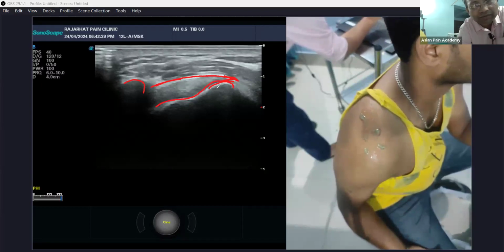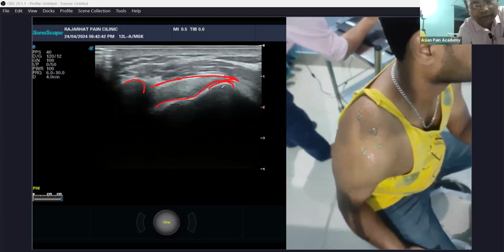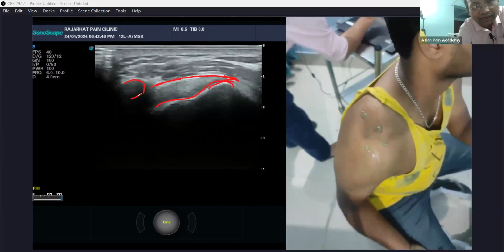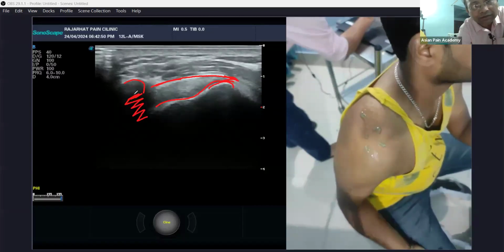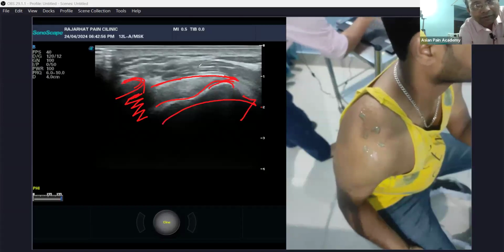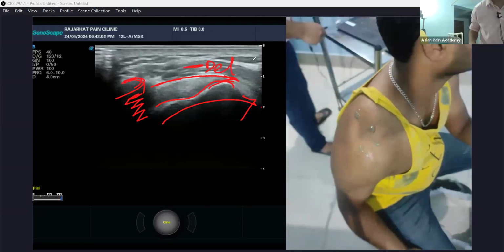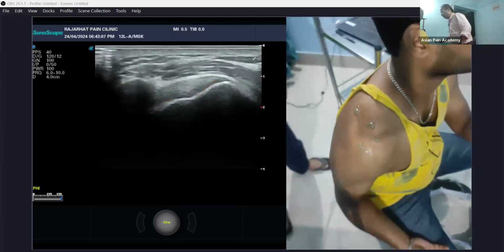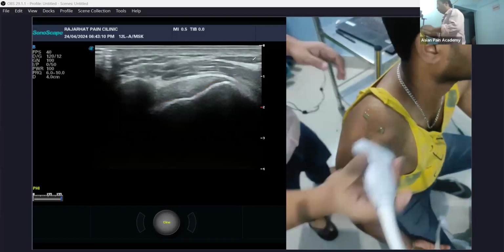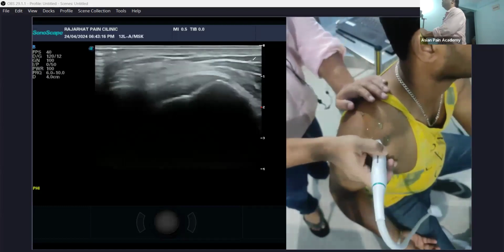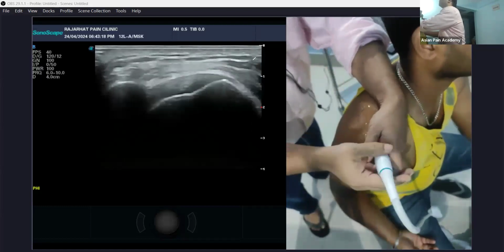So if I do some more dynamic movement, I can bring some more part of the tendon from below the acromion bone, which is hidden here. I can pull it out. Okay, and remember, this is deltoid. So first layer of muscles, second layer of muscle. So now I will try to pull out more of the supraspinatus tendon.